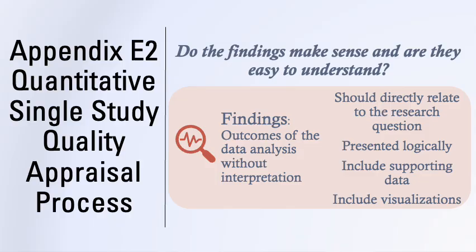The first quality appraisal question for the results and findings section of a quantitative study asks, do the findings make sense and are they easy to understand? Remember, findings are the outcomes of the data analysis without interpretation. To appraise if the finding makes sense, go back and look at the research question. Do the findings directly relate to the research question? To appraise if the findings are easy to understand, consider if the findings are presented logically and if the authors included supporting data and visualization such as graphs, charts, or tables.